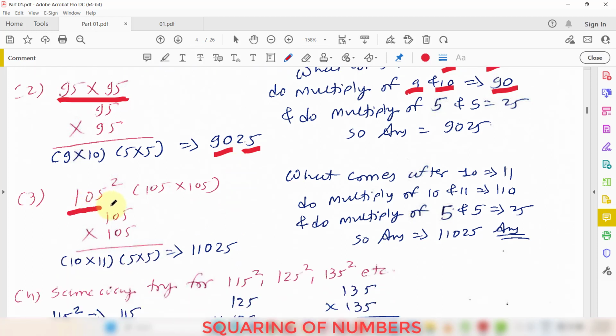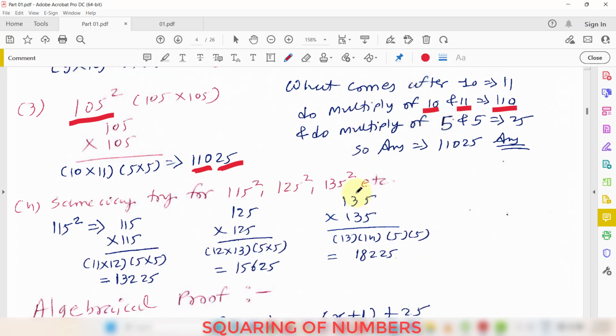Now we will do 105. So what comes after the 10? That is 11, right? So 10 times 11, that is 110. So our first part of the answer will be 110, and the second part will be 25, because 5 5s are 25. So this is how the technique can be derived. Similarly, you can also try 115, 125, 135, like that.